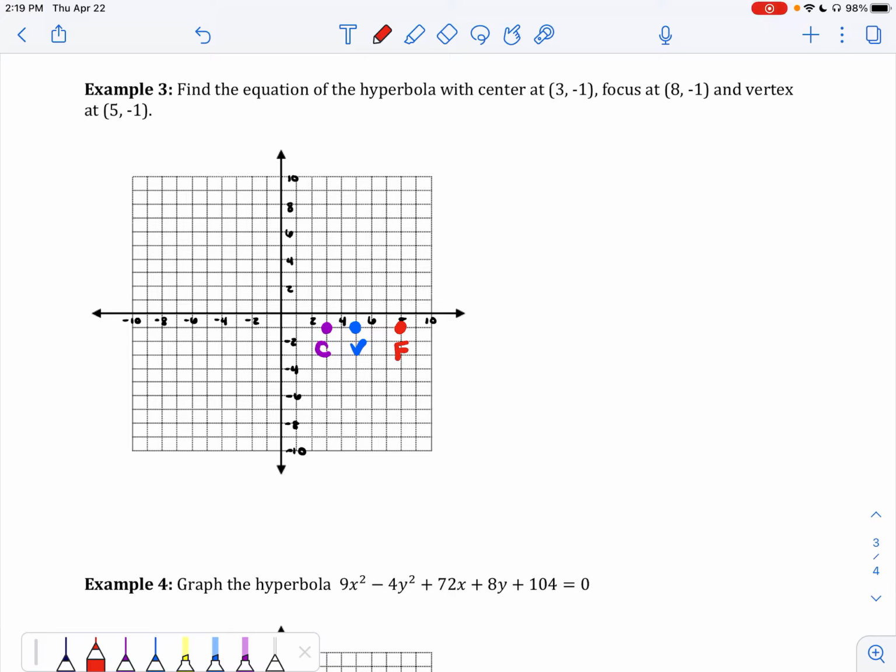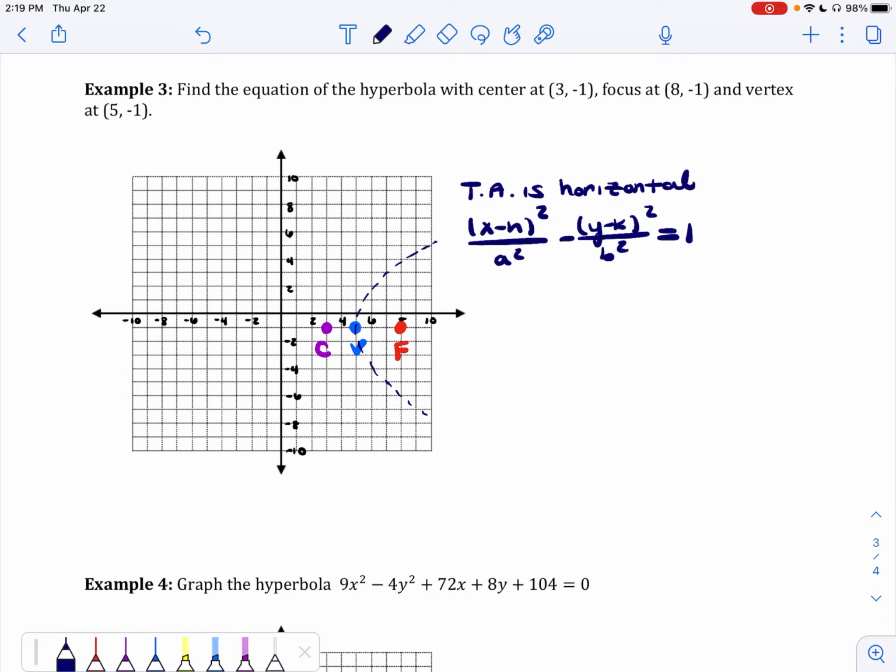The first thing I can see, based on the placement of all of these, is that we definitely have a hyperbola that's going to be opening to the left and to the right. So I know we're going to have a horizontal transverse axis, which means we're looking at the equation (x minus h) squared over a squared minus (y minus k) squared over b squared is equal to 1.